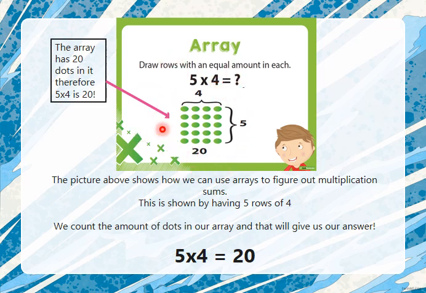We need to add up our dots. Let's count them. 1, 2, 3, 4, 5, 6, 7, 8, 9, 10, 11, 12, 13, 14, 15, 16, 17, 18, 19, 20. We have 20 dots inside our array of 5 times 4. So therefore, 5 times 4 equals 20.